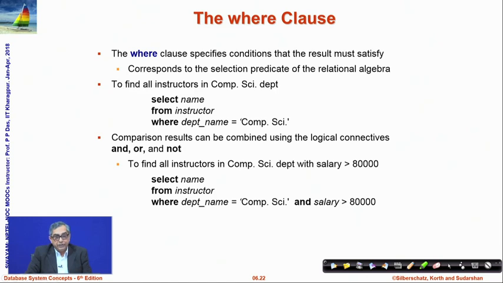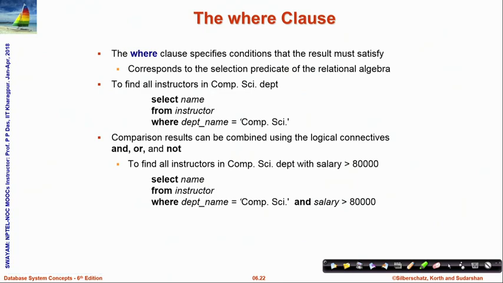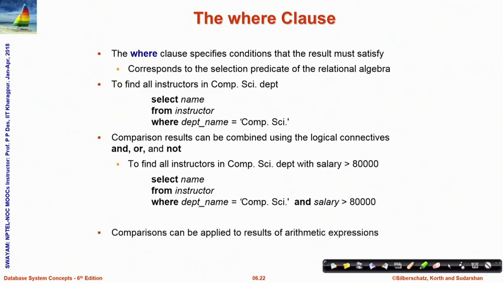You can also write predicates using the different logical connectives and, or, not, and so on. So, here is an example where you are finding all instructors in computer science with salary greater than 80,000. Here we have used the AND clause. So, only records where the department name is computer science and salary is greater than 80,000 will be chosen in the result. And then the projection will be done on the name of those instructors. You can apply comparisons of arithmetic expressions. So, the where clause can really write different kinds of things.